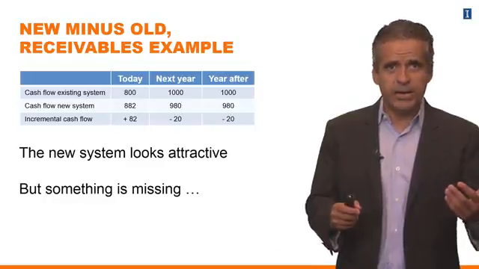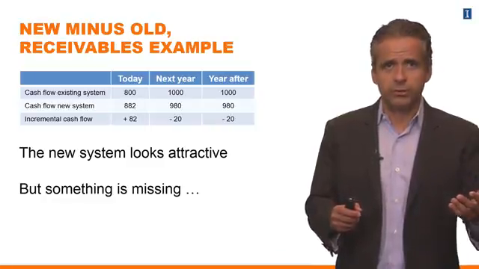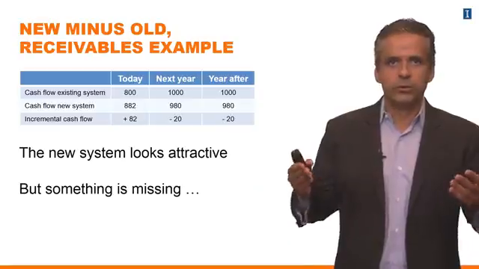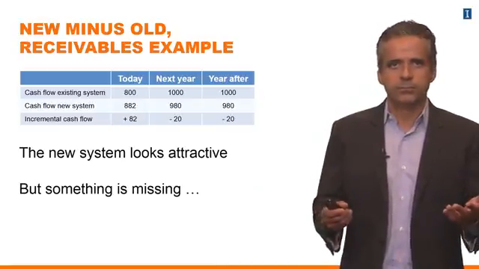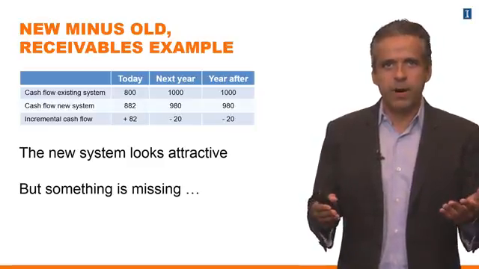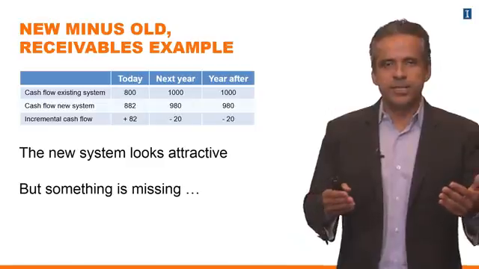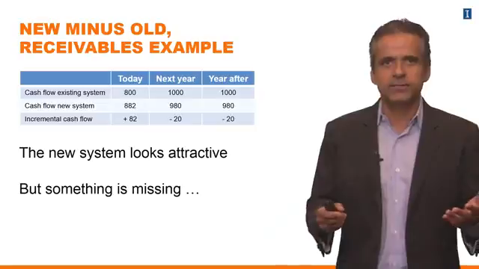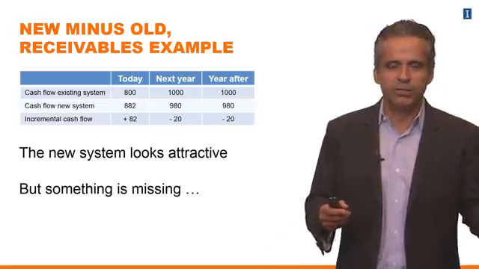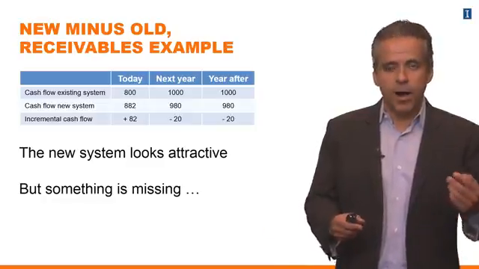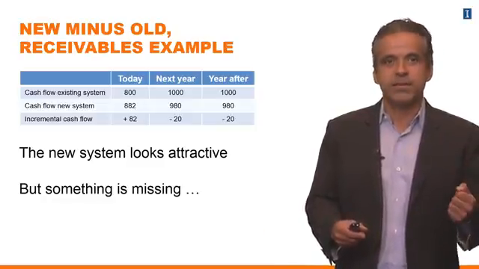So the incremental cash flows are going to be $82 million today. It's 882 minus 800. And then starting tomorrow, next year, and the year after, you're going to lose $20 million. So look at these numbers, think about them for a while. Just by looking at these numbers, it seems that the new system looks quite attractive. You're getting $82 million and you're just losing $20 million. So it seems good. The problem, as we're going to see next, is that something is missing.